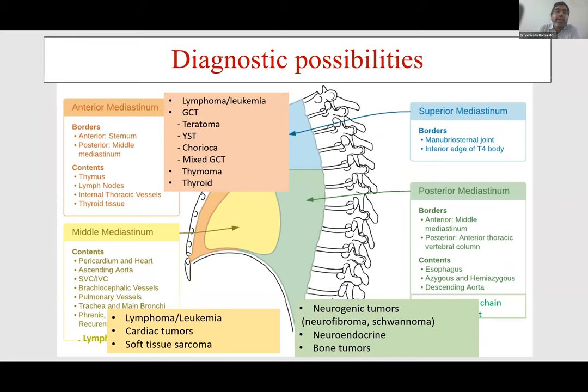So in the anterior mediastinum, we commonly end up seeing lymphomas and germ cell tumors. Whereas in the posterior mediastinum, we tend to see more neurogenic tumors, or tumors coming from the neural crest, that is neuroblastoma, or else bone tumors like Ewing sarcoma. In the middle mediastinum, more of cardiac tumors, soft tissue sarcomas or lymphomas.